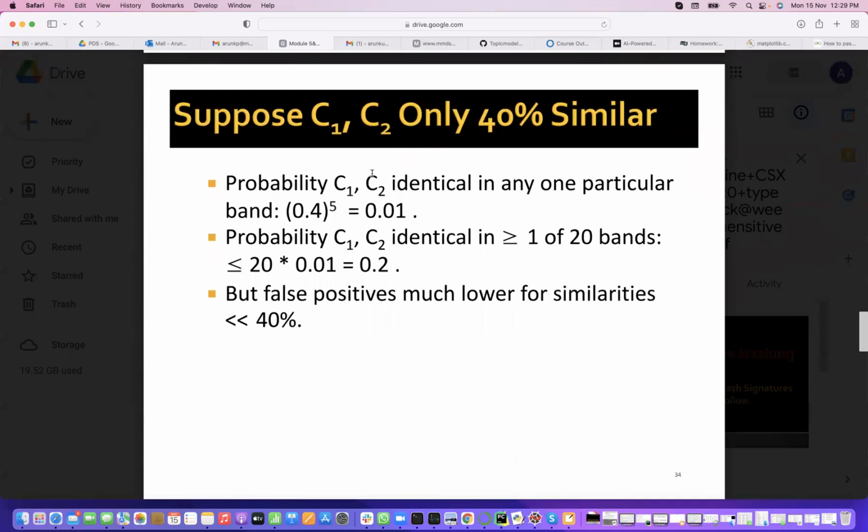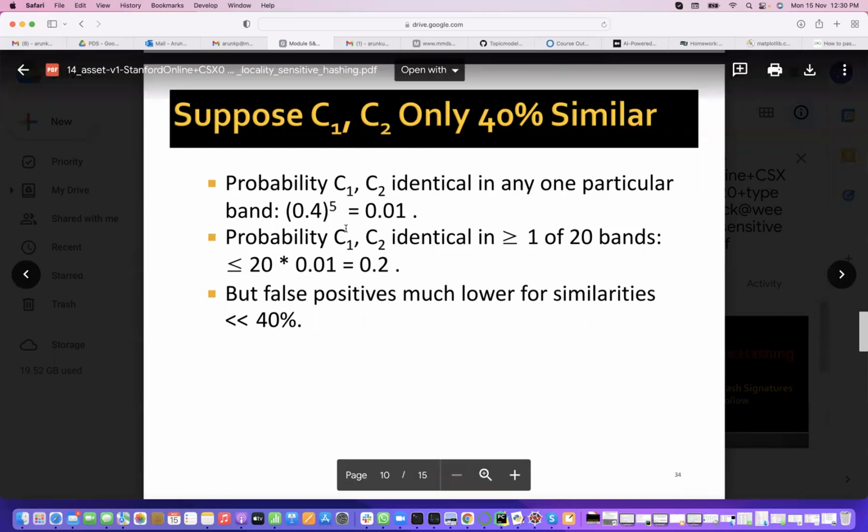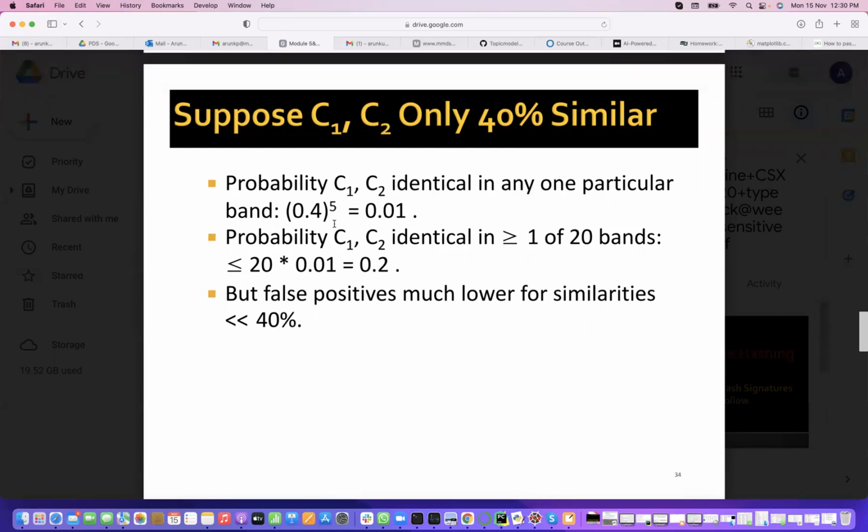Okay, what happens if your similarity is small? Suppose C1, C2 are only 40% similar. In one band they agree with probability 0.01. The probability that C1, C2 are identical in greater than or equal to 1 of 20 bands is less than or equal to 20 multiplied by 0.01, that is 0.2. But false positive is much lower for similarities below that. So if they are not similar, they never come into the same band. If they are 40% similar, to be similar in one band is just 0.01, right?